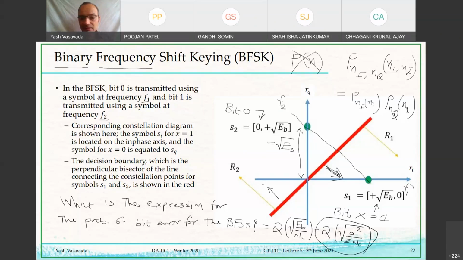How did we say that it is Q of square root of d squared divided by 2 N naught? What was the rationale for us to make this equation? EB was 2a squared, and so a is d divided by 2. Yeah, Abhay, maybe something like that.